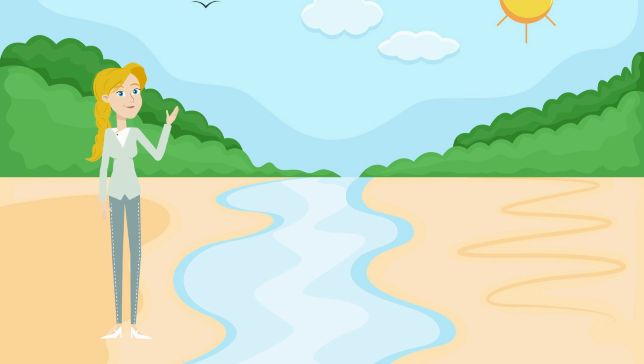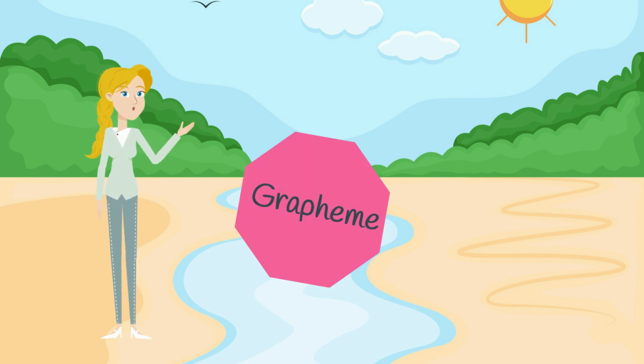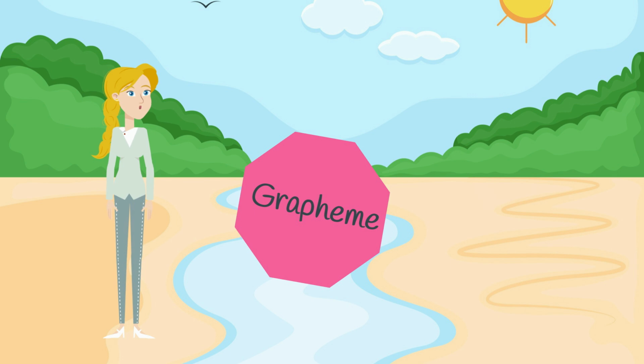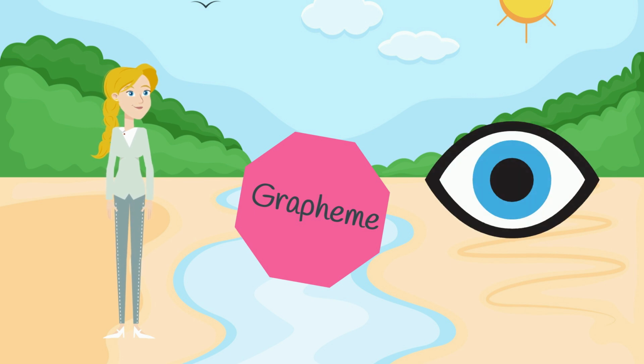I have a new word for you today. It's the word grapheme. Can you hear the word graph in the word grapheme? Graph, like the word graphic, refers to an image, something we can see with our eyes. So a grapheme is the symbols or the letters we use written down to represent different phonemes.